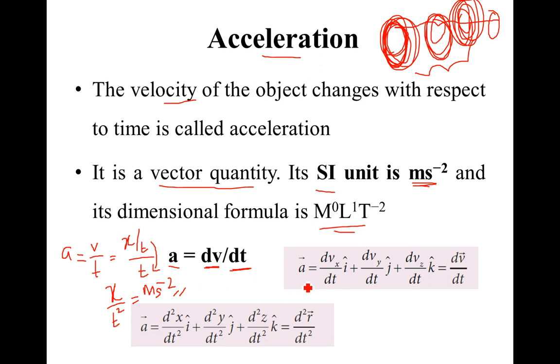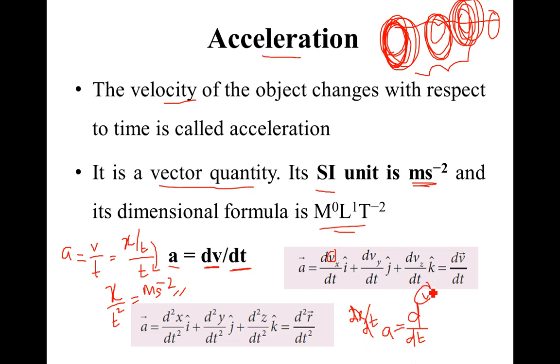When you go for the vector representation, for velocity it is Vx i cap, Vy j cap, Vz k cap. So acceleration is dVx by dt into i cap plus dVy by dt into j cap plus dVz by dt into k cap. As I said, in place of velocity you can write x by t, that is dx by dt. For acceleration A, it is dv by dt.